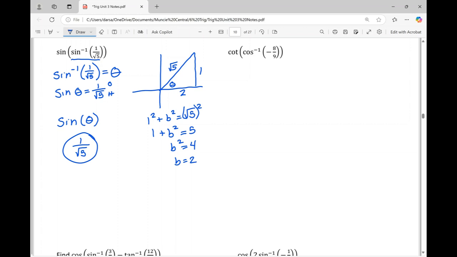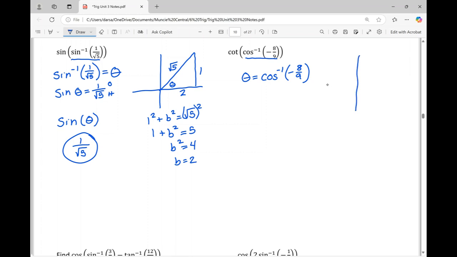Cotangent of cosine inverse. Now, cotangent is not the reciprocal or the opposite of cosine inverse. So we really have to be a little more careful with this one. Cosine inverse, we start with asking, what is the thing on the inside here? Well, remember, if we plug a number into cosine inverse, the answer that comes out is an angle. So we're going to let the angle theta equal cosine inverse of negative 8/9.